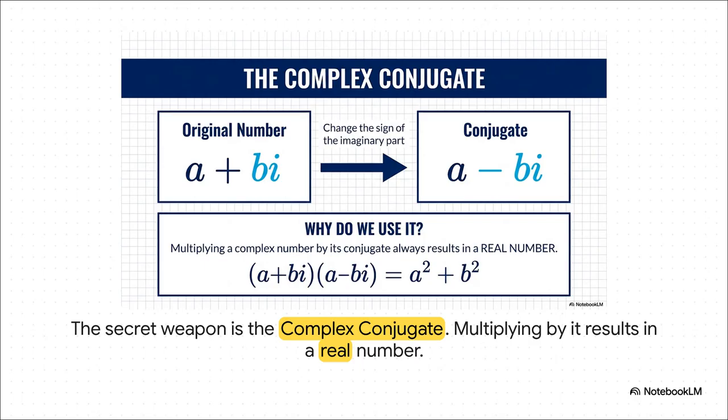All you do is you take the complex number that's in the denominator and you just flip the sign in the middle. Why? Because, and this is the cool part, when you multiply any complex number by its conjugate, the imaginary i terms always cancel each other out, leaving you with just a plain real number. It's the perfect tool for the job.